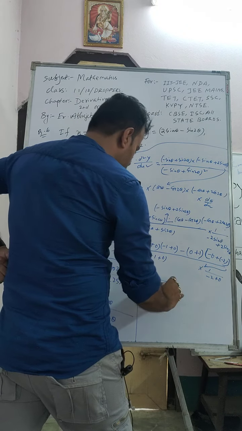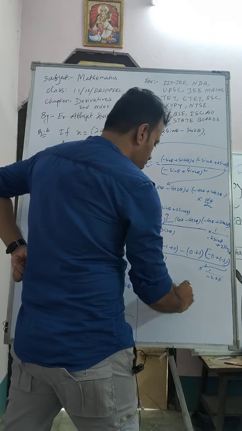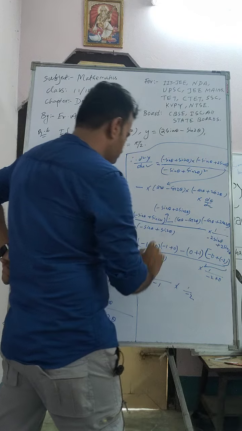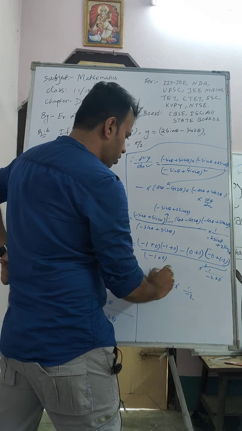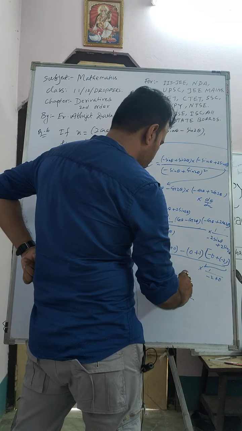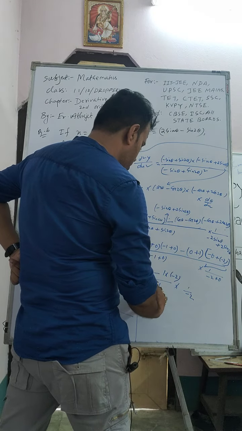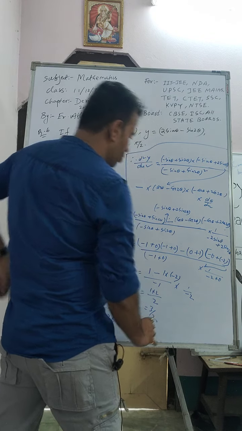So after that, here it will be minus 1, and here will be 1 by minus 2. This one will be plus 1 minus, and here this one is 1, and this one is minus 2. That is 1 plus 2 by 2, that is 3 by 2. So 3 by 2 is the answer.